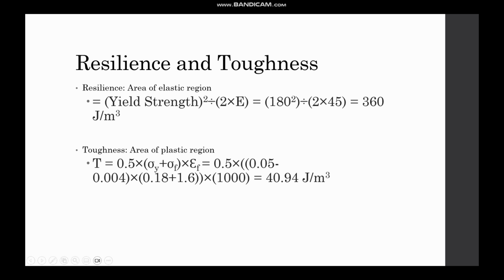So for magnesium, the resilience is calculated by yield strength squared divided by 2 times Young's modulus of magnesium, which is around 180 squared divided by 2 times 45, which is about 360 joules per meter cubed. And for toughness of magnesium, that value is going to come right about to 40.94 joules per meter cubed, and the 1000 is simply just a conversion factor.